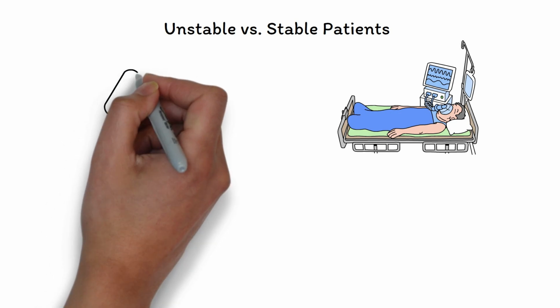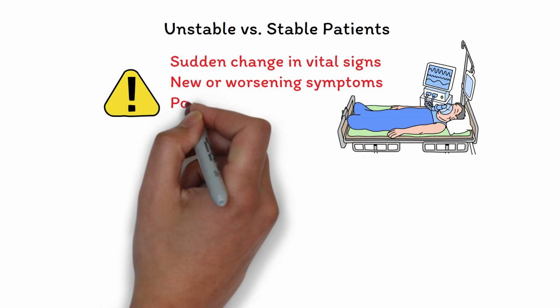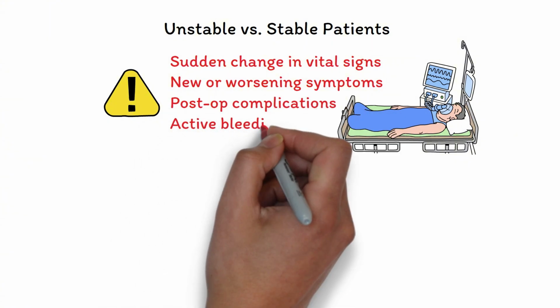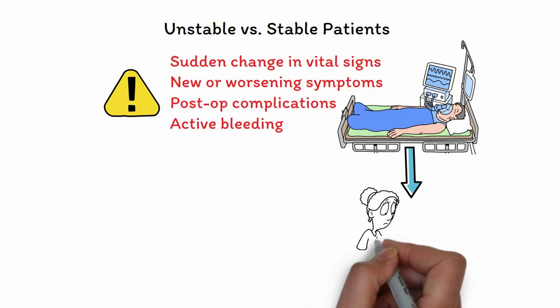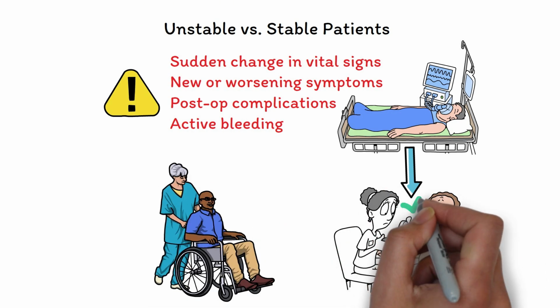Unstable patients always come first. Signs of instability include sudden change in vital signs, new or worsening symptoms, post-operation complications, active bleeding. Example, a post-operation patient with low BP versus a patient requesting a dressing change. The post-operation patient is prioritized.